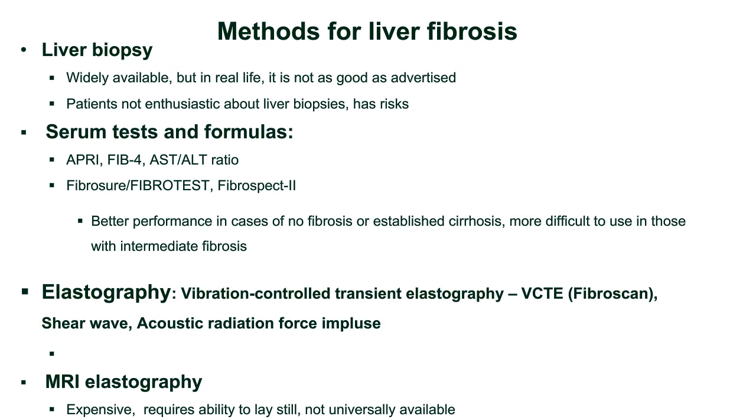Elastography is also available as a tool. We have the vibration controlled transient elastography, or VCTE. This is FibroScan. We have also the shear wave or acoustic radiation force impulse as well. And finally, there's MR elastography, which is expensive and requires that a patient be able to lie still for a period of time. It's not widely available, but if available to you, it is also a tool where you can assess liver stiffness as a surrogate for fibrosis.